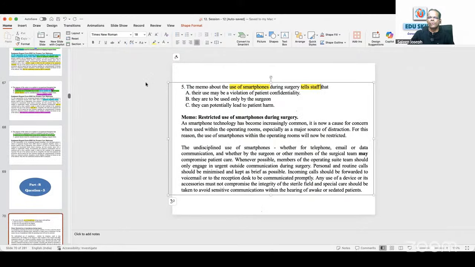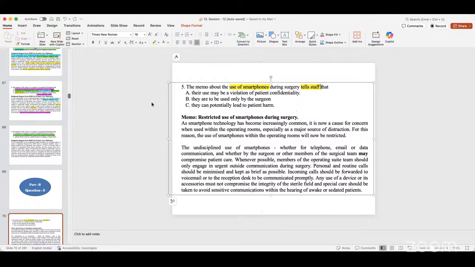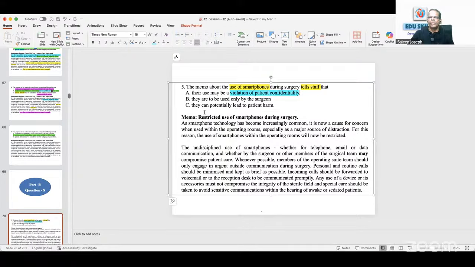Option A, their use may be a violation of patient confidentiality. Option B, they are to be used only by the surgeon. "Only", eliminated.